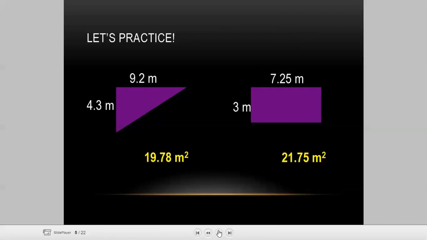The area of the rectangle is just the multiplication of the length times the width. So I have 7.25 times 3, which is 21.75 meters squared.